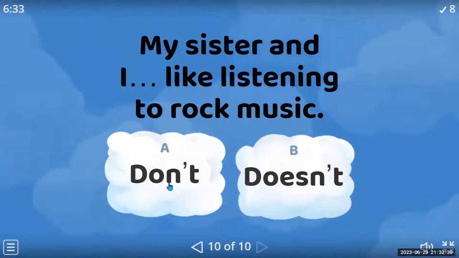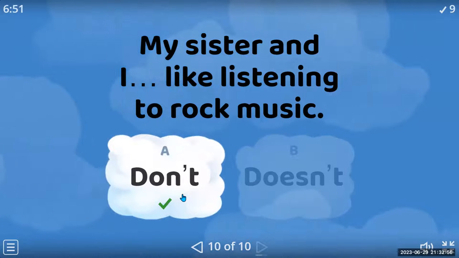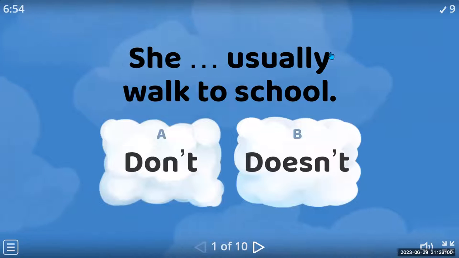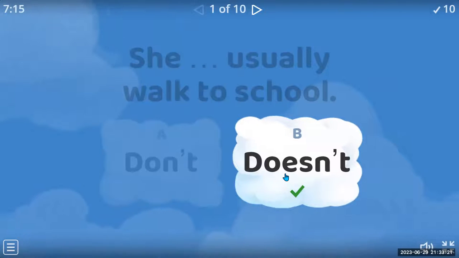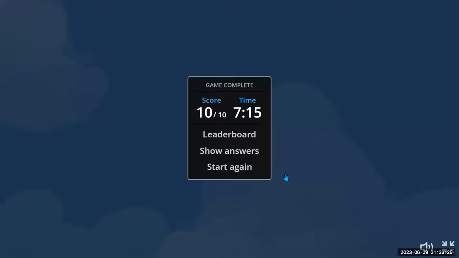Giselle, you are there, okay? My sister and I don't like listening to rock music. Okay, my sister and I don't like listening to rock music. Okay, let us see. Okay, bingo, excellent. I don't know what happened here. We are starting only one. Okay, let us continue then. Somebody else. Francisco again. She doesn't usually walk to school. Okay. And we got a bonus. Okay, thank you. We make a review in that way.